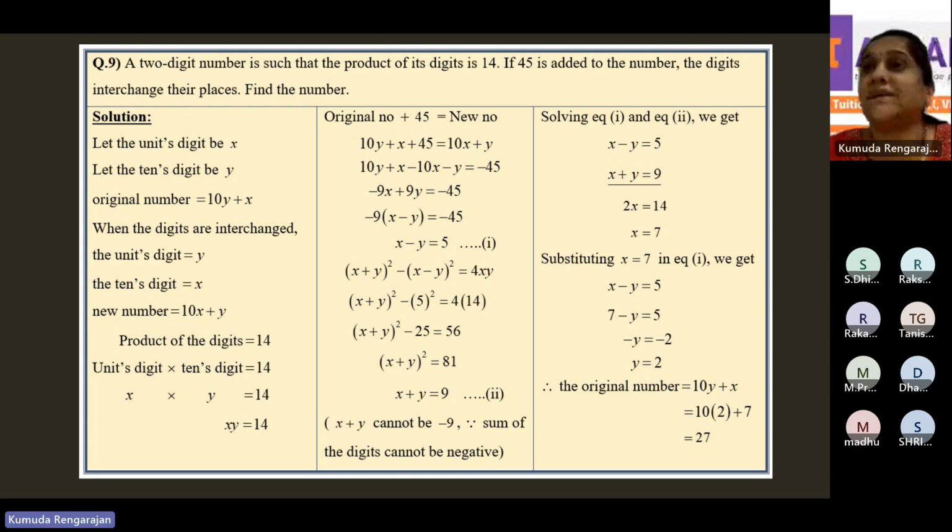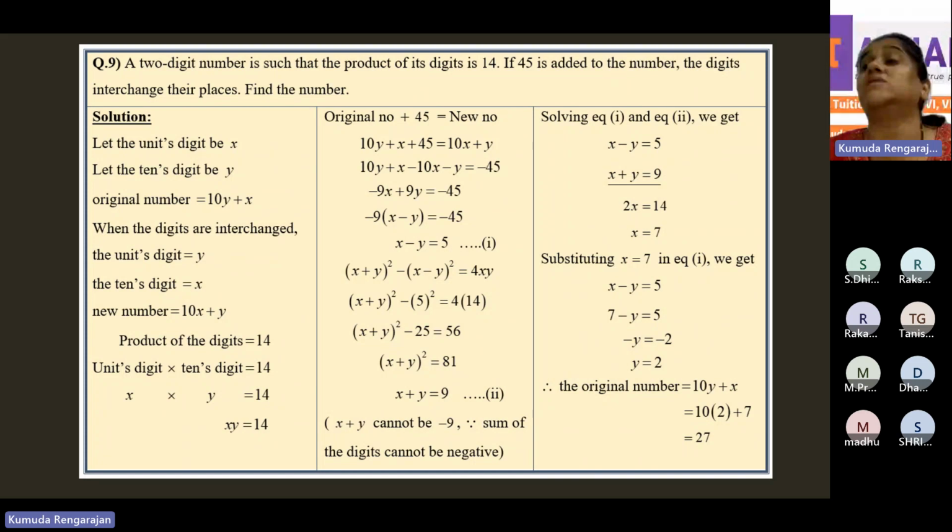Did you get x minus y is equal to 5? What is the previous one you got? The equation before that, what do you have? No, darling, before that, x minus y is equal to 5. Just before that, what do you have? Did you get minus 9x plus 9y is equal to minus 45?